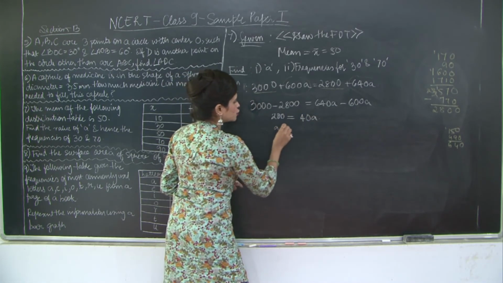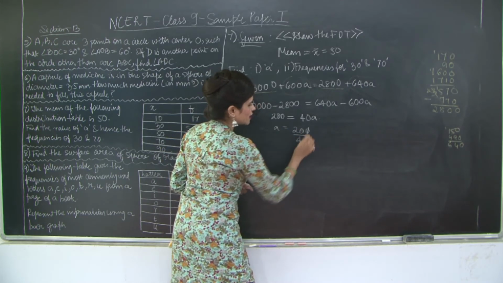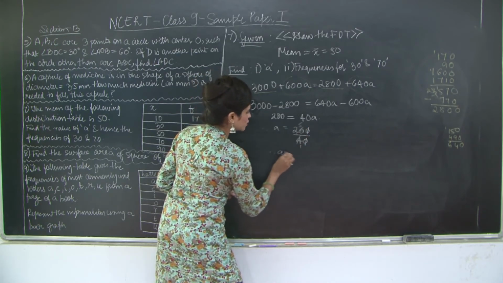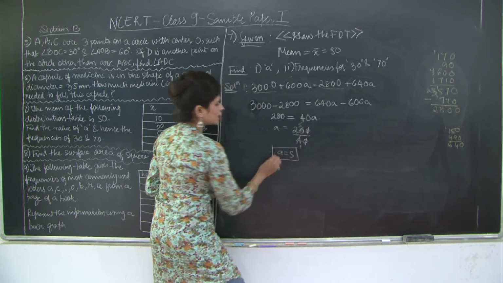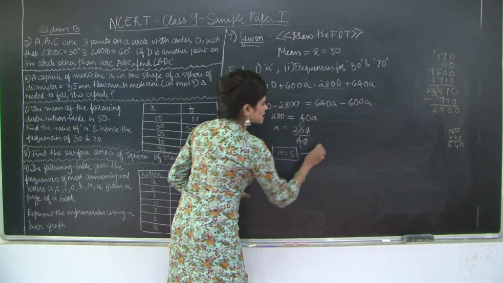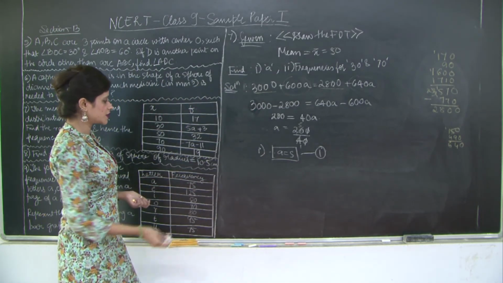Therefore, a is going to be 200 divided by 40. So 0 and 0, 4 ones are 4, 4 fives are 20. Therefore, a is equal to 5. So we have found the first solution. a is equal to 5. And I'm going to even mark this as 1. Now, accordingly, we can find the frequencies for 30 and 70.